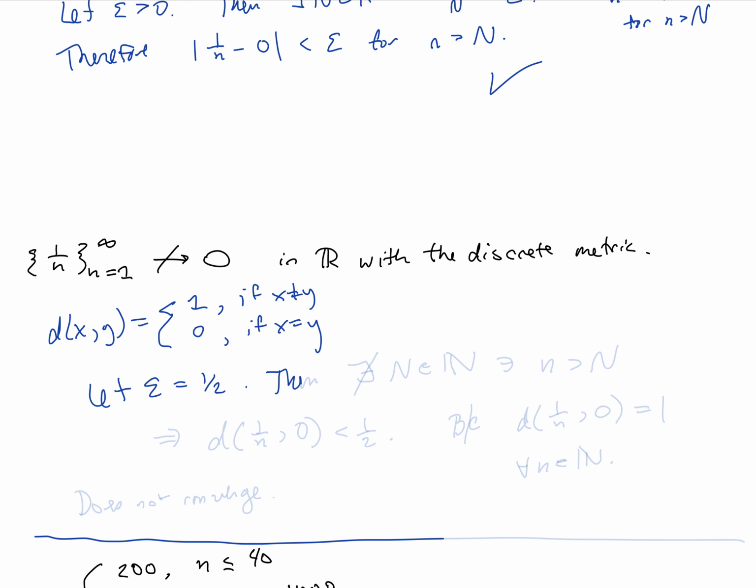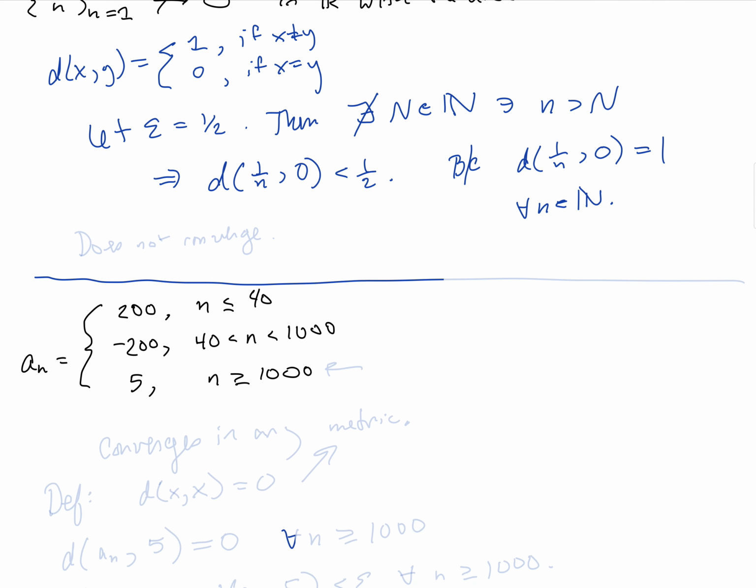So then there is no N in the natural numbers such that n greater than N implies that the distance between 1 over n and 0 is less than 1/2. Why? We know that this is because the distance between 1 over n and 0 is equal to 1 for all n in the natural numbers. And because of that, this sequence does not converge to 0 in the discrete metric.